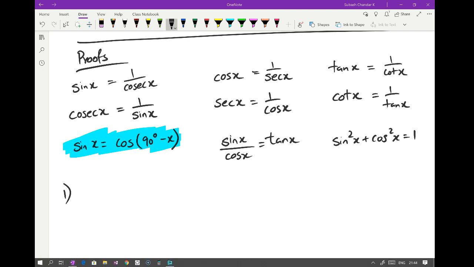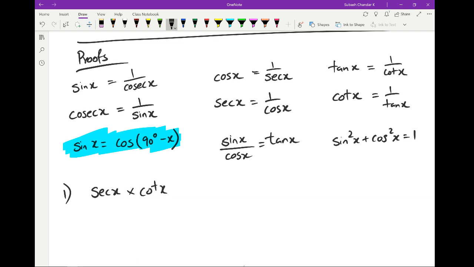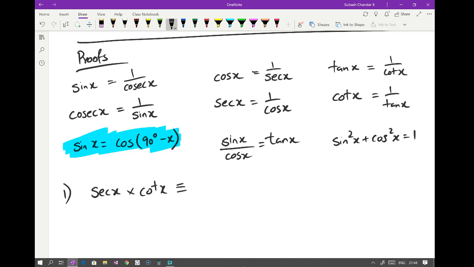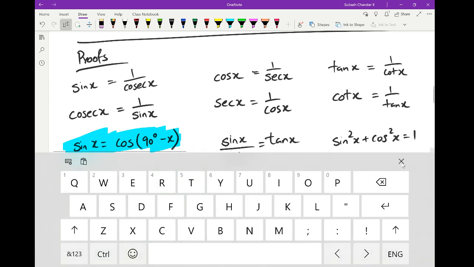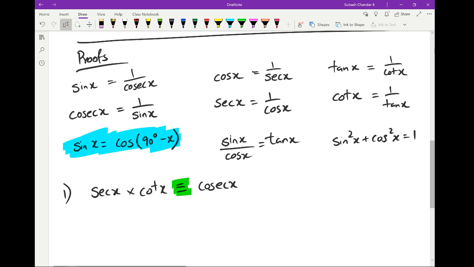Now, some of you guys might have actually done these questions because it is quite common. But I'm going to start out with sec x times cot x, and then we've got to prove that it's equal to cosec x. Now, notice these three lines. It's really important to understand those three lines there. Those three lines mean that it's not that they're equal to, it's just that it's the proof.